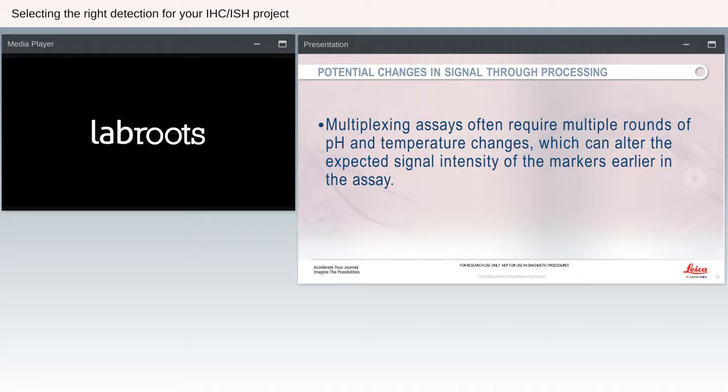The effect makes determining the optimal order of application for your markers and their associated staining conditions, so epitope retrieval and stripping methods, crucial to the quality of the final staining result.